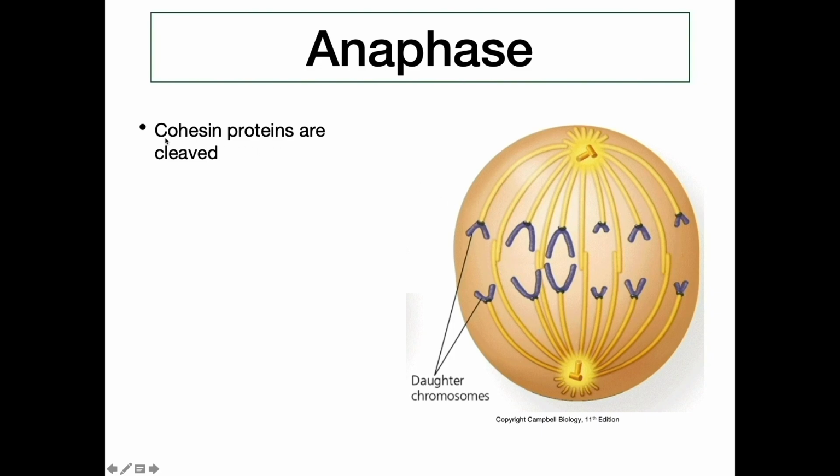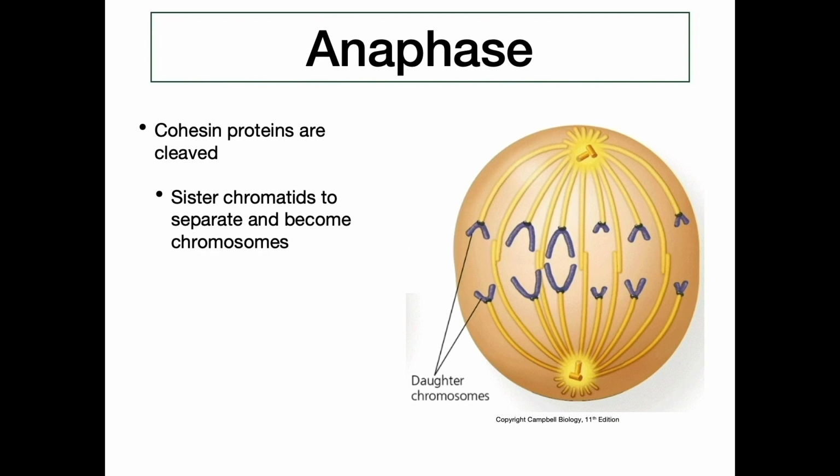In anaphase, the first step is that our cohesin proteins get cleaved. Our cohesin proteins are found at the interface between these two sister chromatids, and that's what's holding them together as a pair. So when we cleave those cohesin proteins, those two chromatids have the capability to be pulled apart. The sister chromatids separate, and they become chromosomes. So now they've separated, and each chromatid is now its own chromosome.